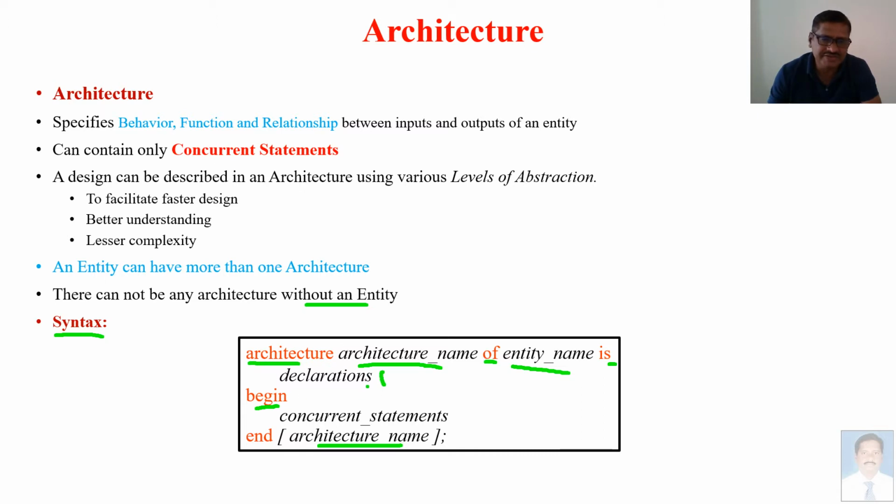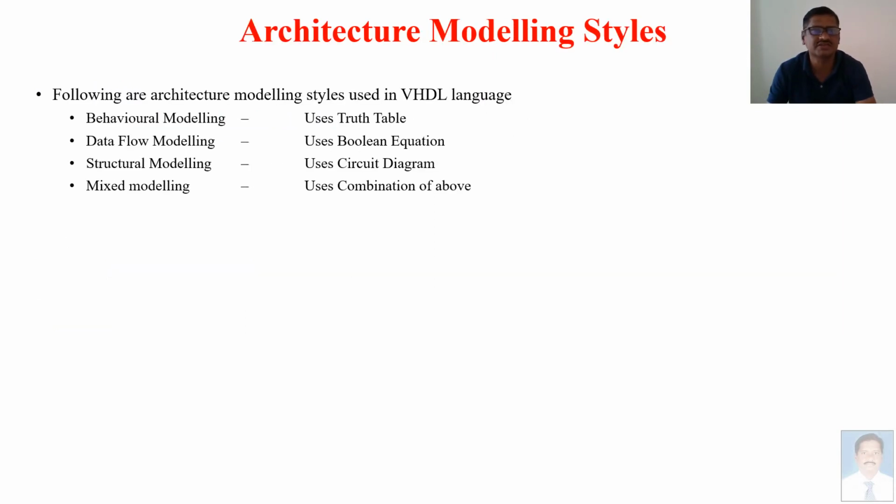These are the declarations. All declarations except variable declarations must be before the beginning of the architecture. I repeat this sentence again and again, but it is important. I will discuss it when I go to the declarations. Now I will take some examples, and through these examples we will try to understand the syntax of the architecture through some modeling styles also.